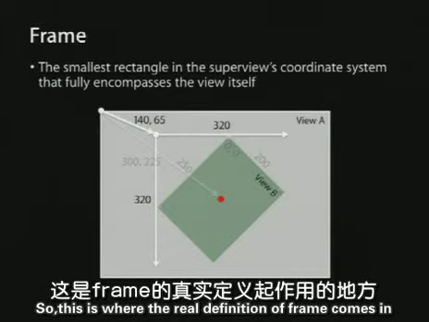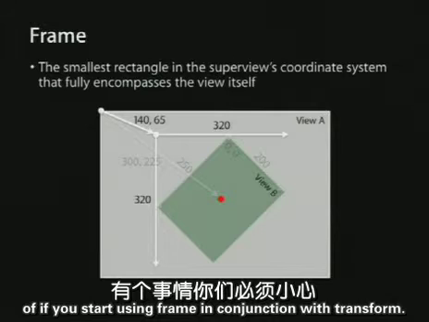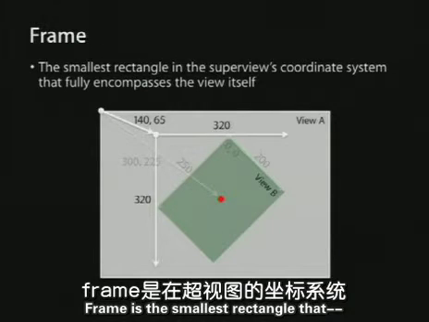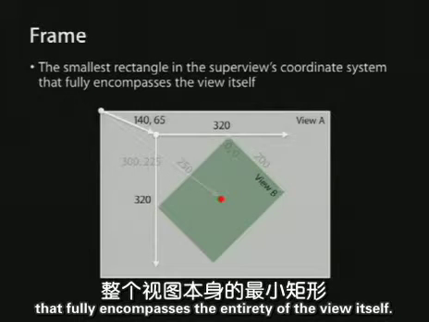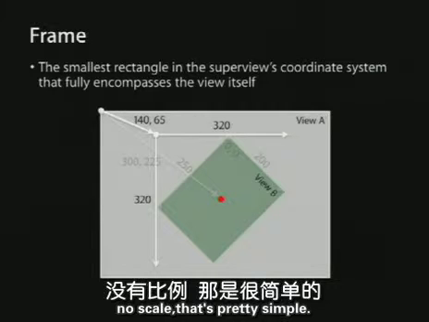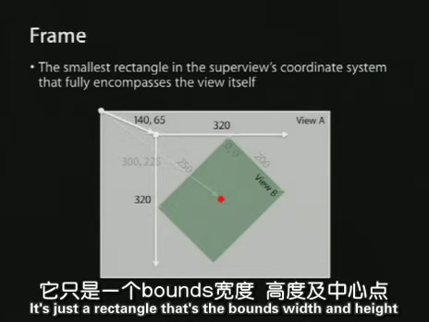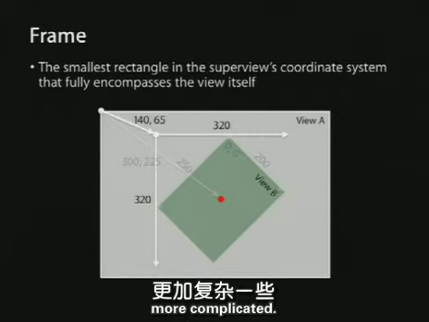This is where the real definition of frame comes in, and one thing that you actually have to be careful of if you start using frame in conjunction with transform. Frame is the smallest rectangle in the superview's coordinate system that fully encompasses the entirety of the view itself. So if there's no transform, no rotation, no scale, that's pretty simple. It's just a rectangle that's the bounds width and height with the center point used to calculate the rectangle of the view. When you've got a rotation, then it gets a little more complicated.